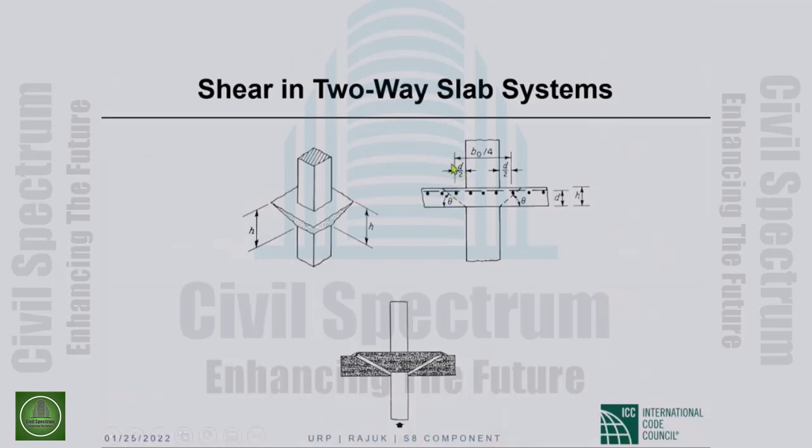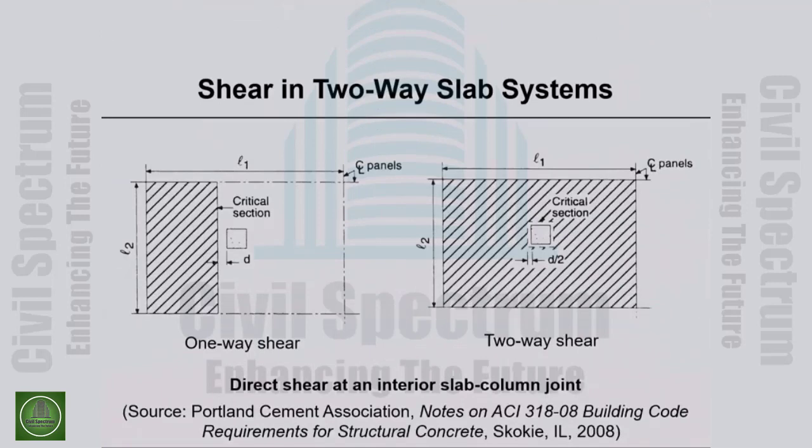Okay, so imagine, this is the column, and the critical section is all around the column, a distance d over 2 away from the column. You will see in plan view, this is the column. The critical section looks like this, the critical section for shear, all around the column, and a distance d over 2 away from the support face.